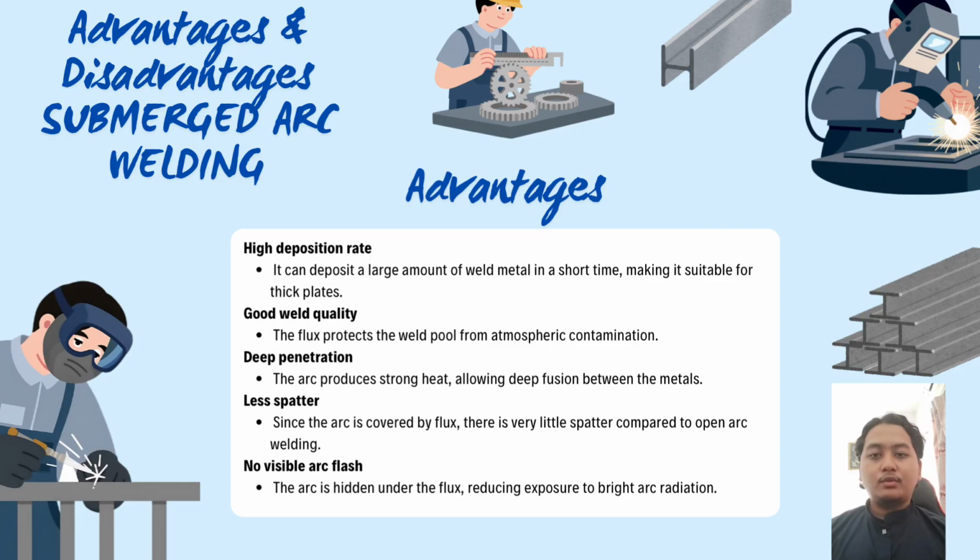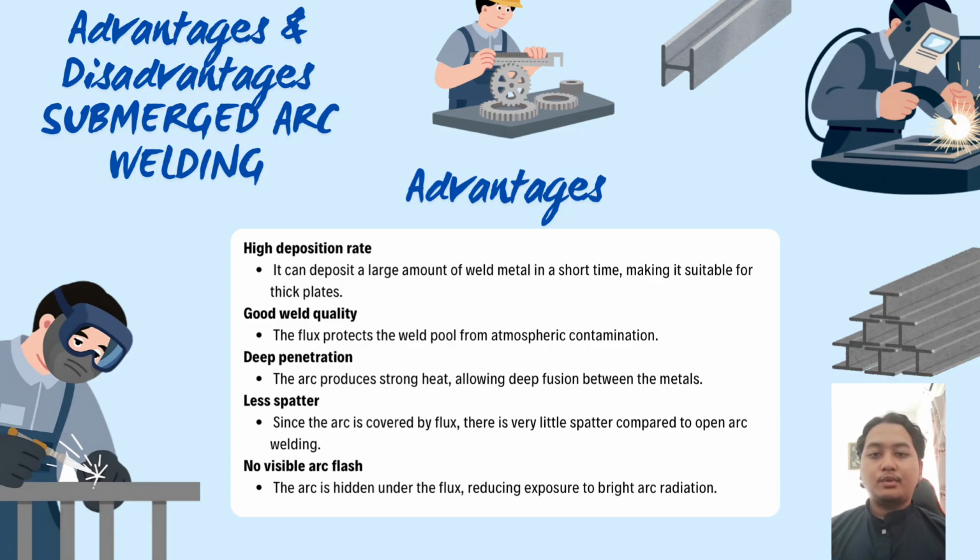Second, it produces good weld quality. The granular flux protects the molten weld pool from air contamination, which helps reduce defects and produce a stronger weld. Third, this method gives deep penetration. The heat from the electric arc allows the weld to fuse deeply into the base metal, making the joint stronger.